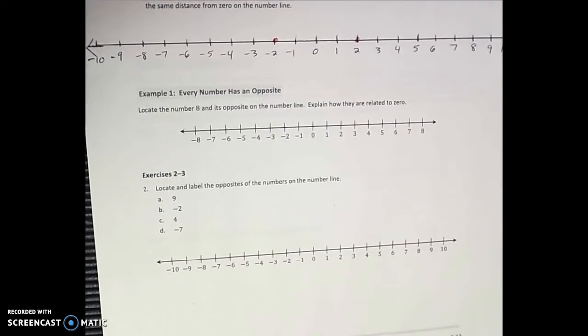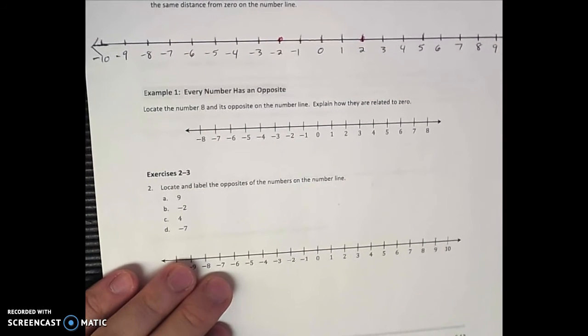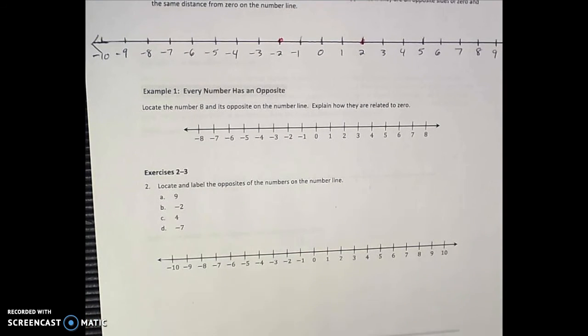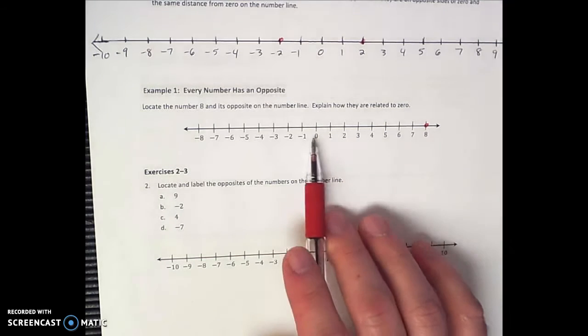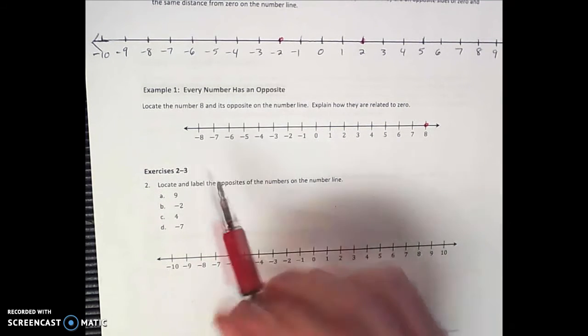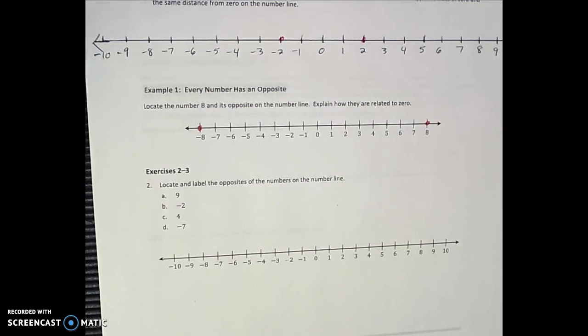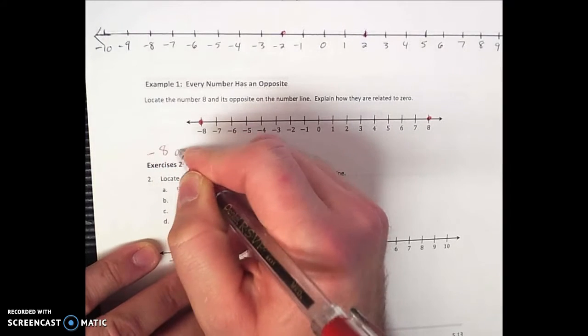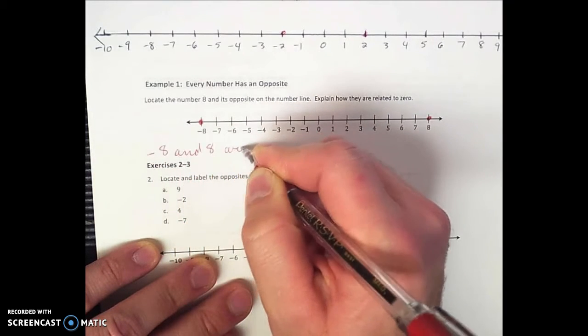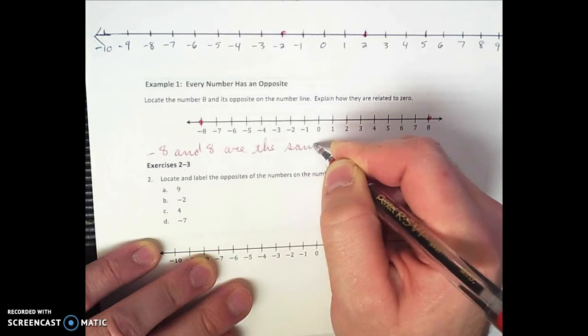So every number has an opposite. If we take a look at this number line, going from negative 8 to positive 8, we're going to locate the number 8 on the number line and mark it with a dot. Now, its opposite is going to be the number in the same direction that's the same distance away. So if we look at 0, we're going to go 8 to the left. Obviously, the opposite is going to be negative 8. So explain how they're related to 0. Negative 8 and positive 8 are the same distance from 0.